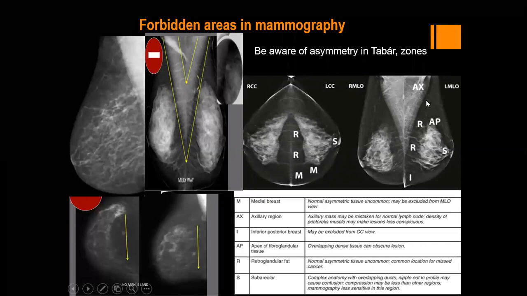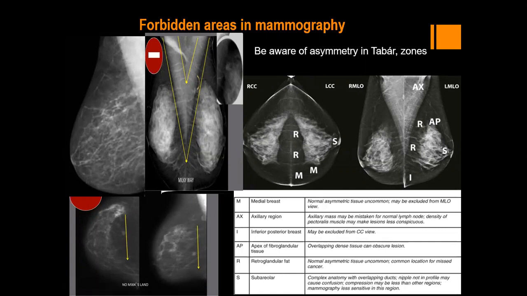And this retromammary area, about 3 to 4 centimeters, paralleling the pectoralis, we call it the Milky Way on the MLO, and the retromammary fat in the CC and MLO, we call it no man's land. And look, this is my case. Look for this subtle cancer here in the Milky Way. So don't forget this area while reviewing mammography.